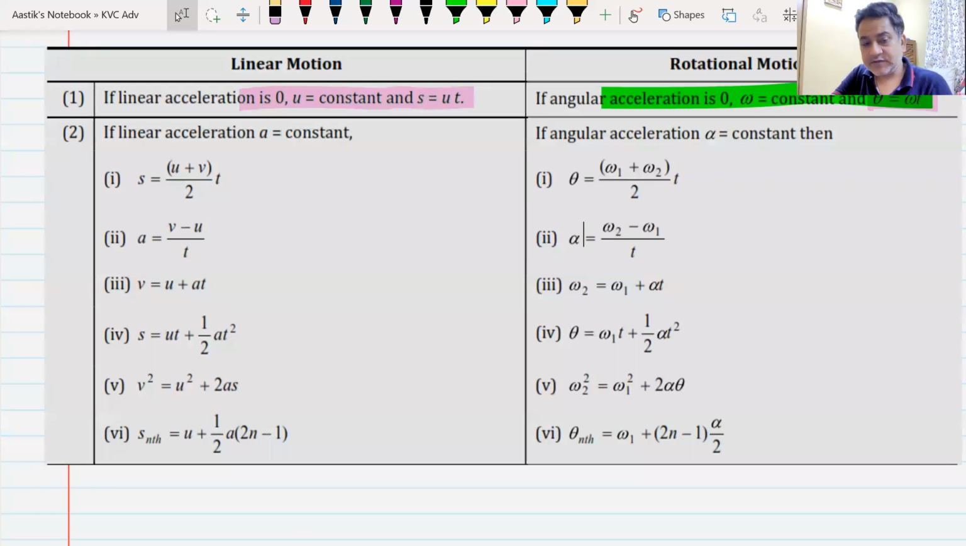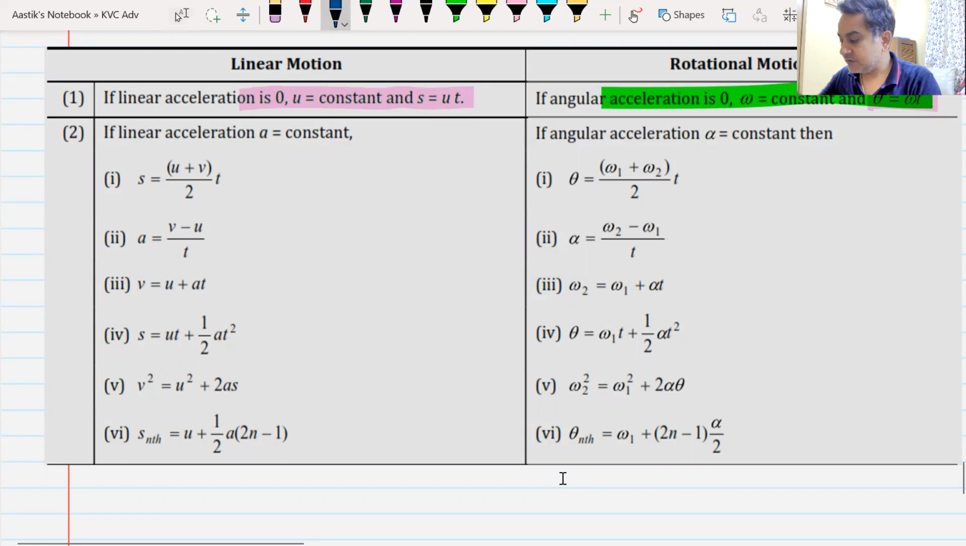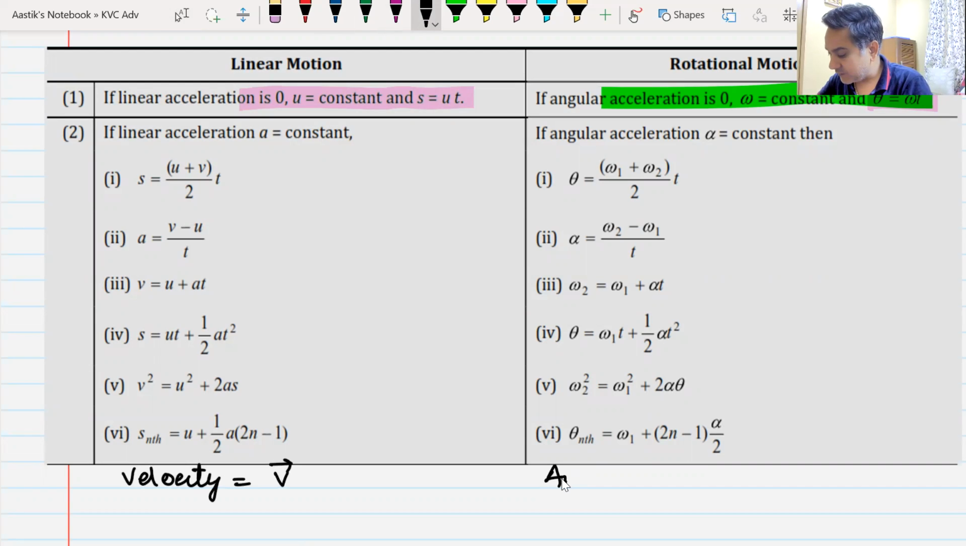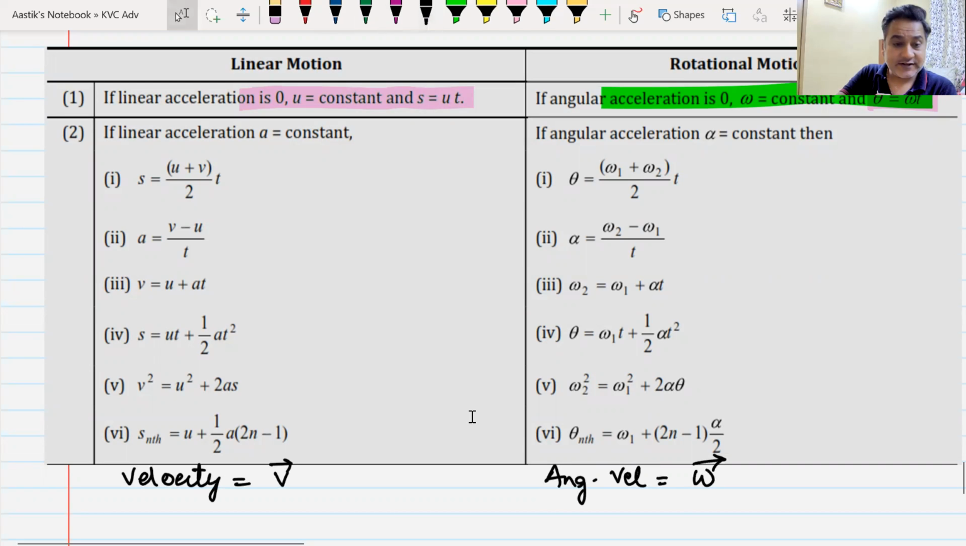At the same time, you must understand that all the terms are same here. Here we had velocity. We wrote it as v vector. Here instantaneous velocity. Here we have angular velocity, and we write it as omega vector. Do we understand this? Yes, sir. All things are similar.